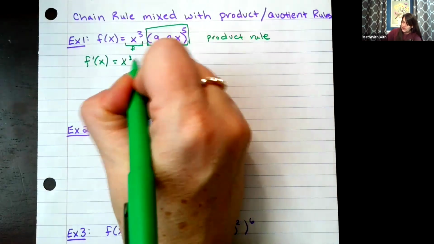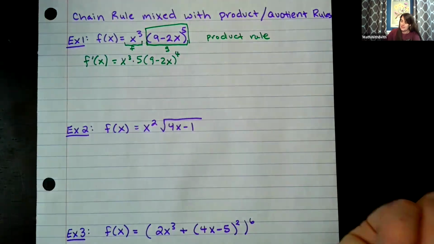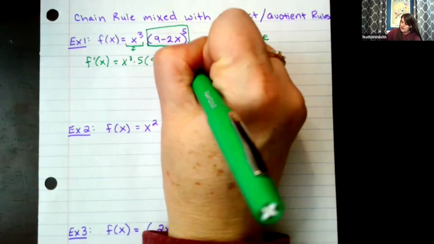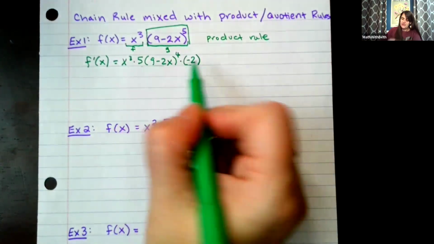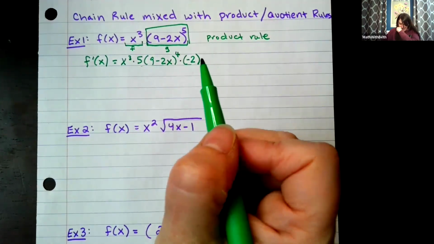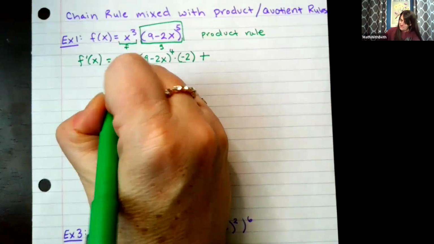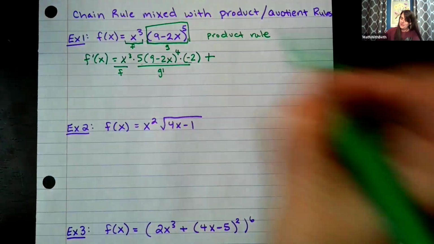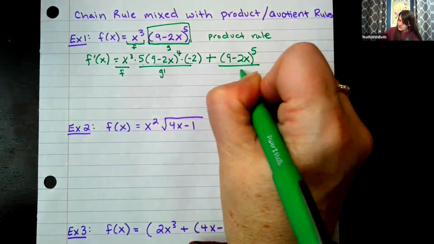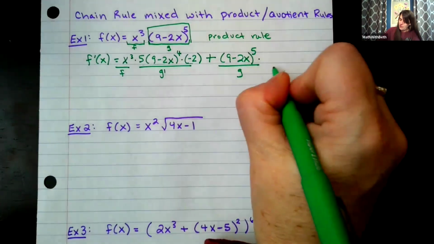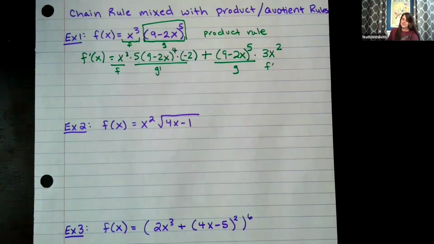So outside function means put the 5 out front and subtract 1. Inside function now means multiply by a -2. So this is my f, this is my g prime, plus g, which is this, times f prime, which would be 3x to the second.